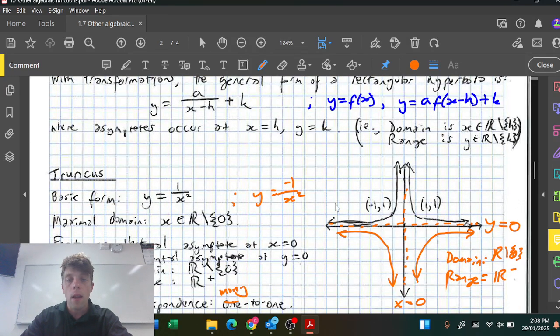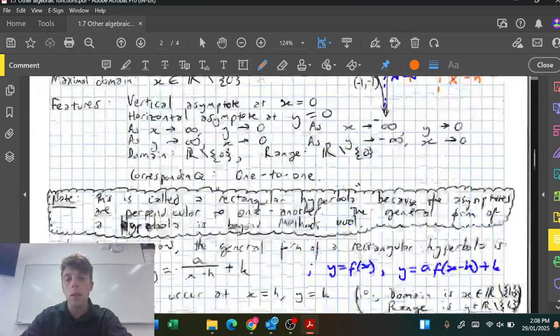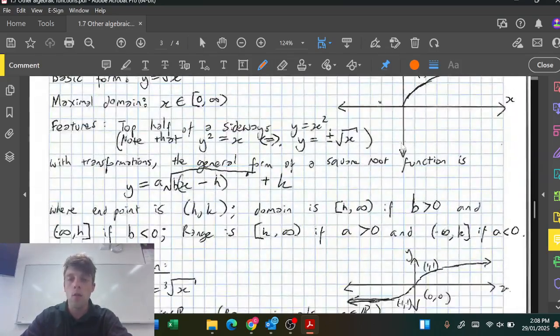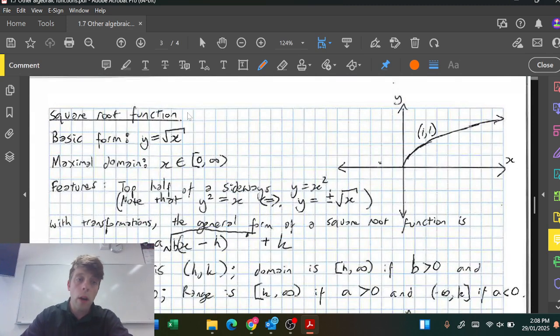So it would be useful to have these little diagrams in your book, just the main ones in black, so that you just remember what they look like. Square root functions, basic form is y equals the square root of x. That looks like this. It's a little bit like the top half of a sideways parabola. So you can imagine a parabola kind of looks like that. It is symmetrical. So there's an axis of symmetry going down the middle like that. And what we've done is we have reflected this in the line y equals x. So we've reflected that orange graph in the line y equals x.